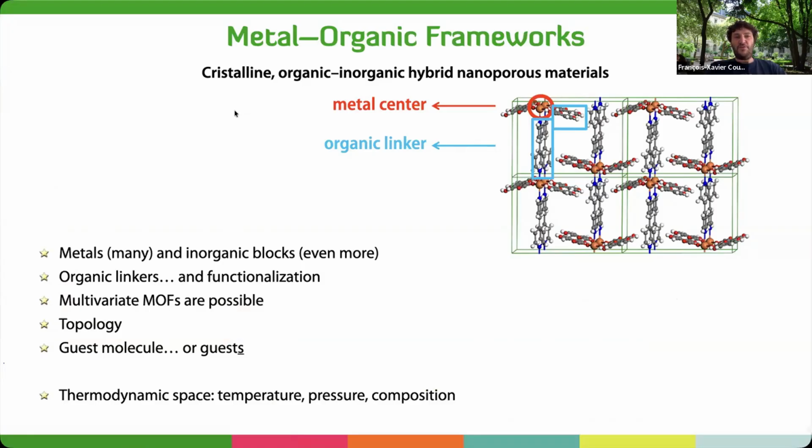The chemical space and the parameter space is huge because you can change the metals, you can change the chemistry of the organic linkers, you can change the topology, you can have guest molecules, you can have several guests, you can change temperature, pressure, composition. So there's a lot of variables to study, and systematic experiments, and even, as we'll see, systematic simulation at the atomistic level become difficult to perform. So this is why they're of interest to us. So many variables to play with.